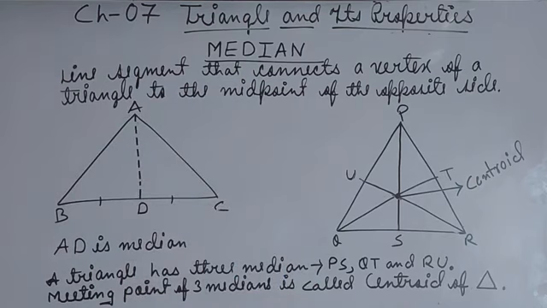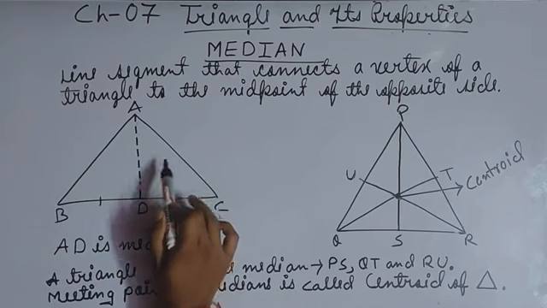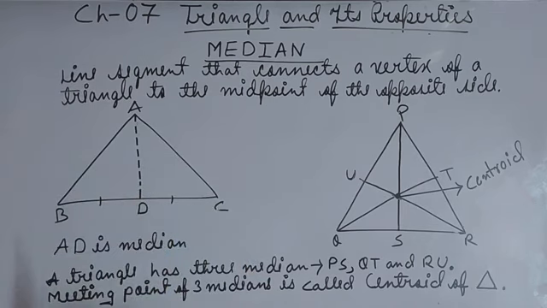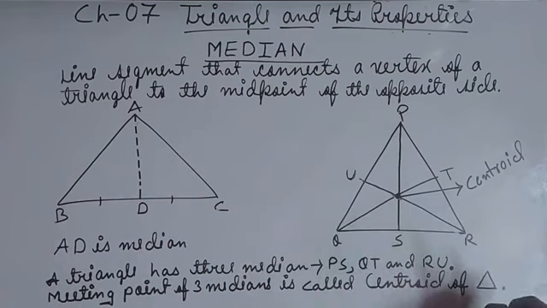So this AD is your median. Since every triangle has 3 vertices, from those 3 vertices there will be a line segment connecting to the midpoint of the opposite side. So from B also there will be a median and from C also there will be a median. So there are 3 medians in the triangle. Now I have drawn one more triangle, that is PQR. In this PQR there are 3 medians.